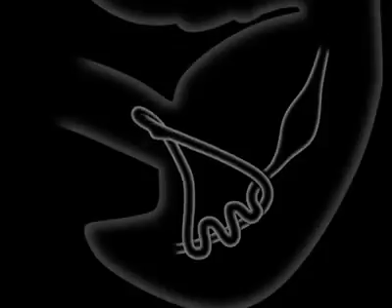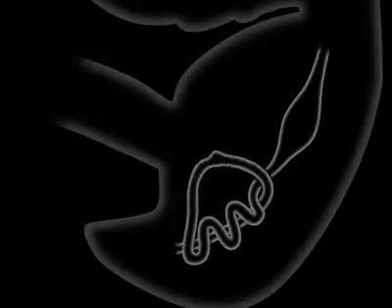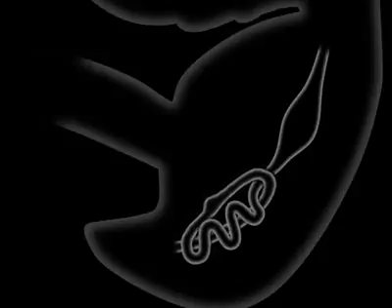The distal part of the loop returns last. It passes in front of the proximal part and ends up over to the right.